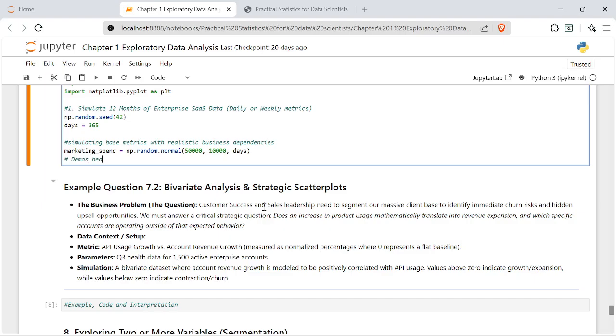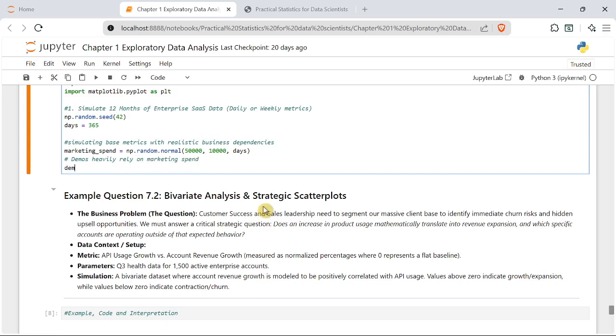Demos heavily rely on marketing spend. Demo requests equals marketing_spend times 0.05 plus np.random.normal(0, 500, days).